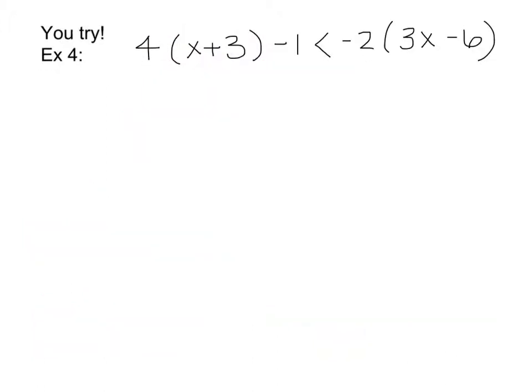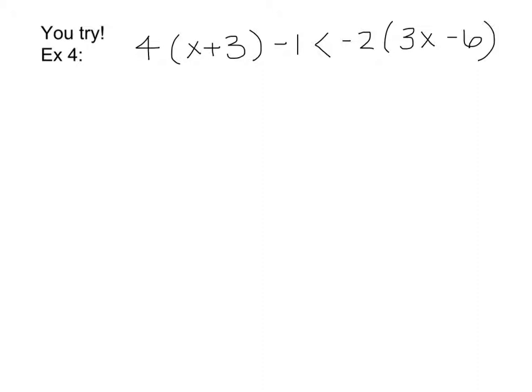So example number 4 is a you-try problem. Press pause, and I want you to solve for x in the problem: 4 times the quantity x plus 3, minus 1, is less than negative 2 times the quantity 3x minus 6. So let's see if we got the right answer.